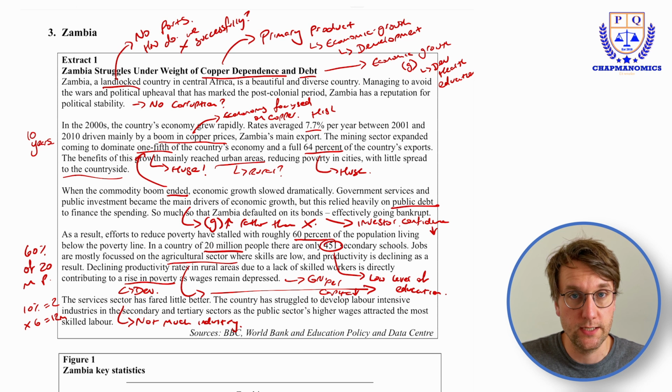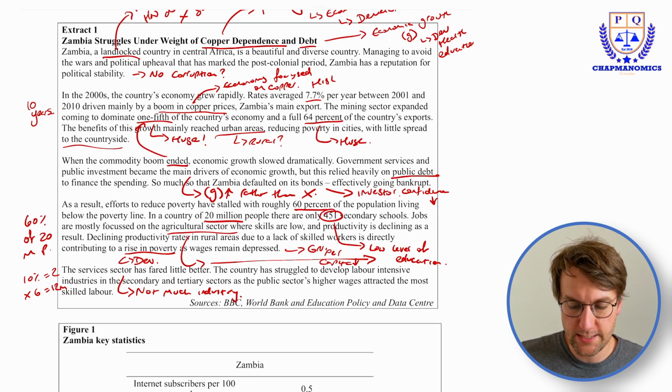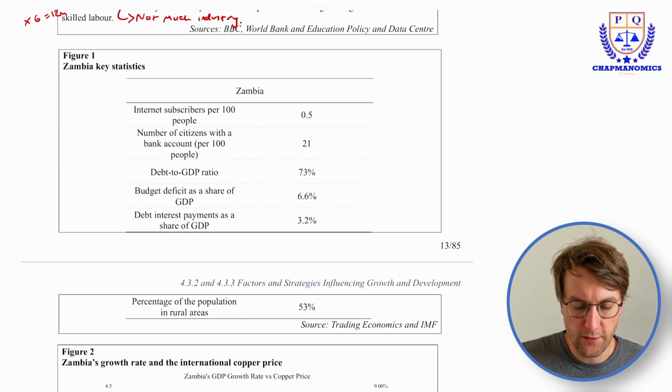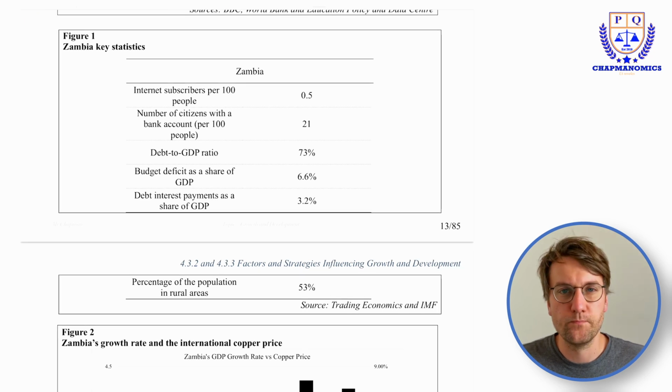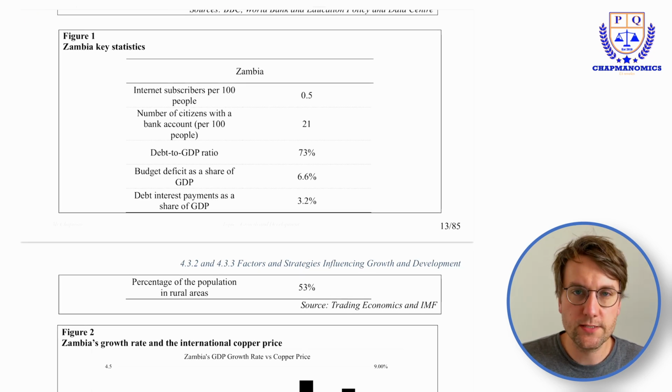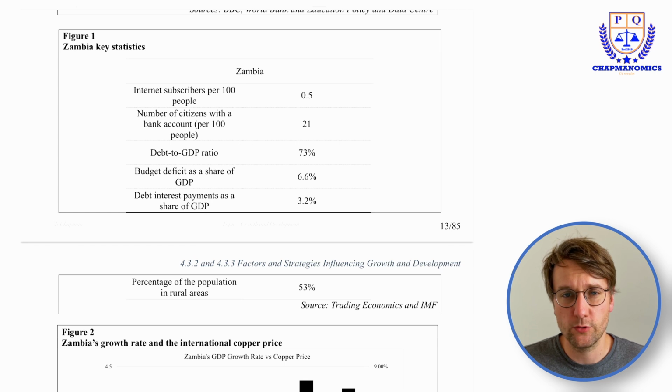Remember, always focusing development points on HDI. So therefore, a huge amount of information within our first extract here. Okay, let's see if we can get some more information from some key statistics. So again, here's our table giving us some information about Zambia, maybe some ideas about growth and development. Have a look at this figure and see if you can come up with the key points. Then we'll go through it together. Pause the video now.